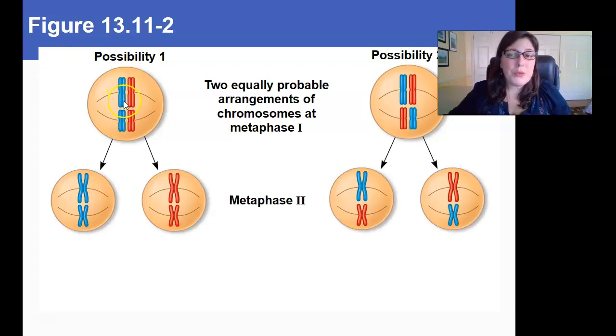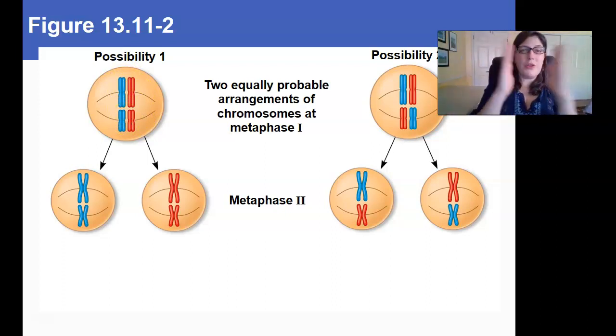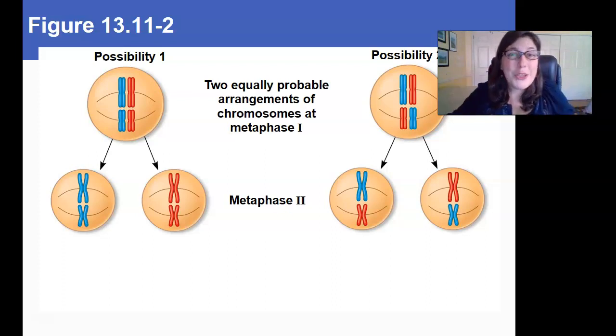So what did I mean by independent assortment? How those chromosomes line up is independent of other chromosomes. So you've got chromosome 1, maternal and paternal. Those are going to form a tetrad. But how that tetrad forms relative to chromosomes 2 and 3 and 4 and 5 and 6 and all the way to chromosome 23 or the sex chromosomes is all based on random orientation.